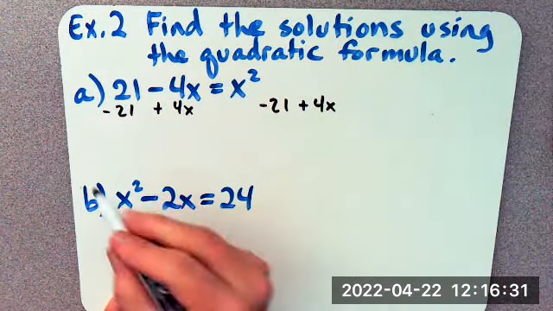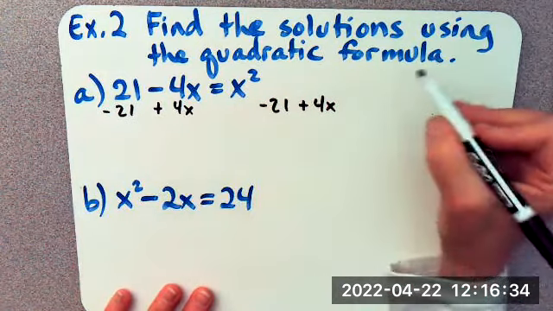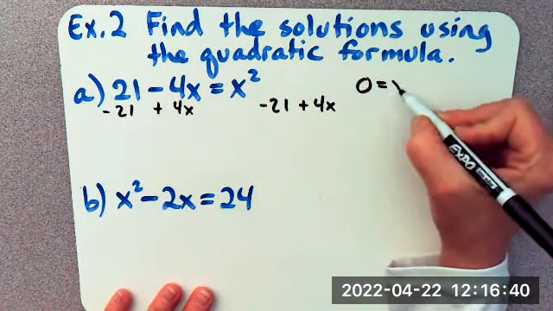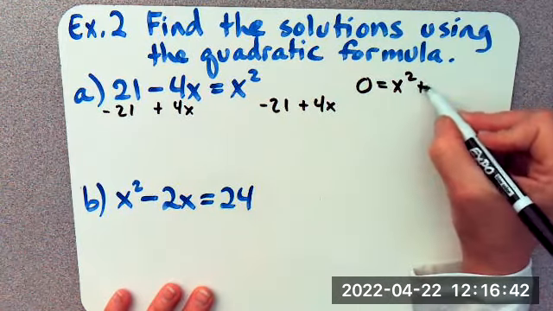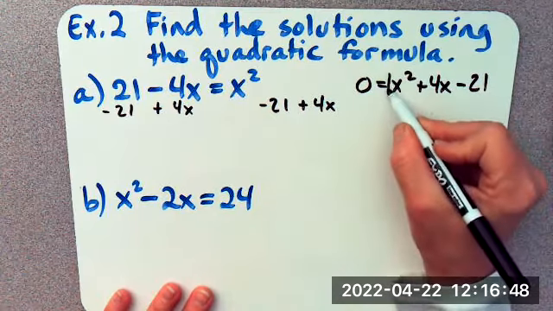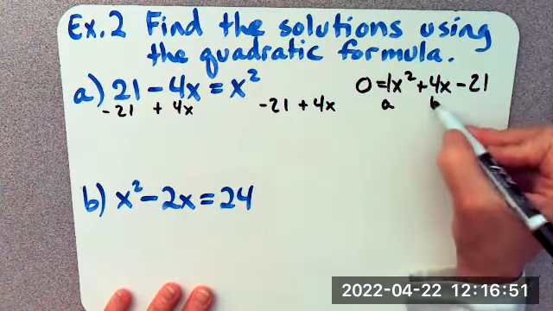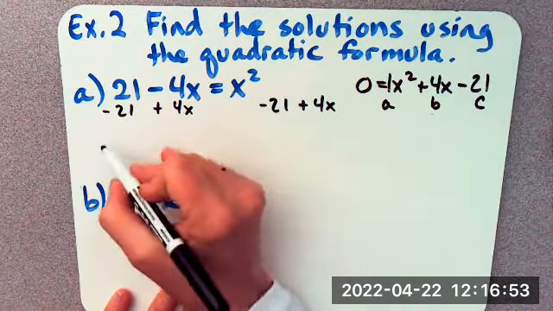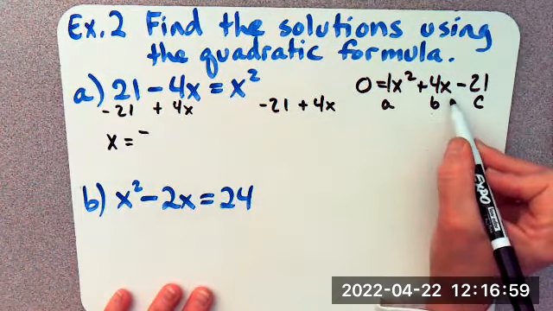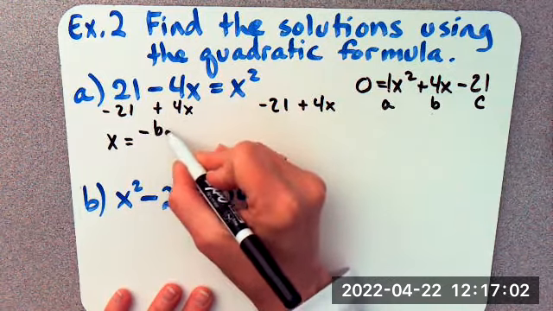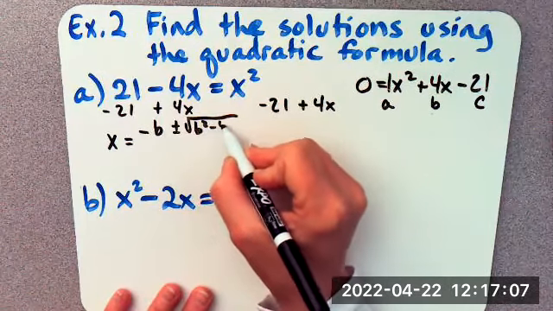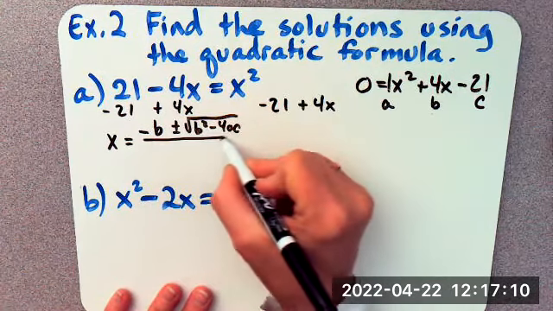And I'll rearrange it as I go. So this becomes 0 equals x squared plus 4x when we put it into standard form, minus 21. So our a is 1, b is 4, and c is negative 21. So we have x equals negative b, well, let me write the formula: negative b plus or minus the square root of b squared minus 4ac all over 2a.